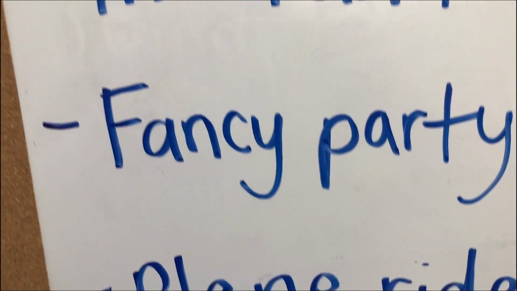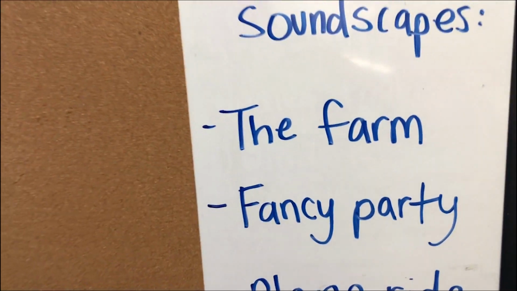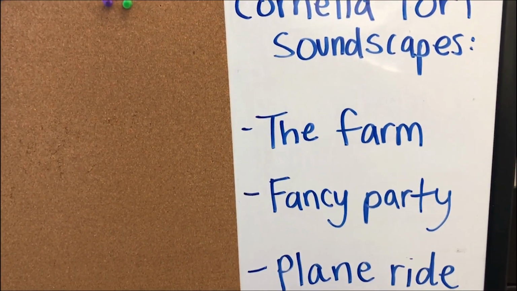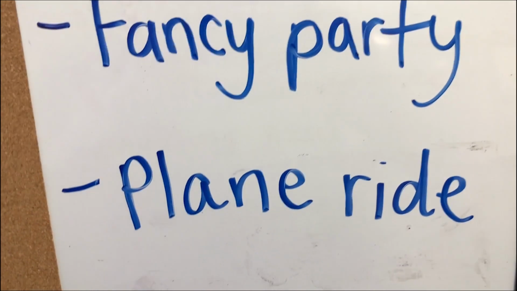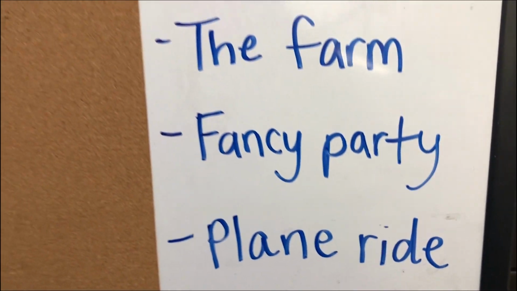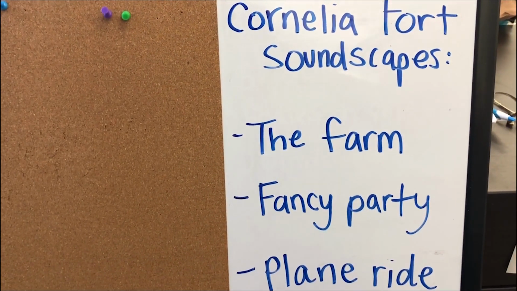Another cool soundscape you could pull from this story is you could imagine, what did it feel like the first time Cornelia ever flew a plane? What kind of noises did she hear? Was there the buzzing of the engine? Was her heart beating really fast? Was she excited or nervous? All right, so it's totally up to you. You could do farm, you could do a fancy party, you could do an airplane, or you might have your own crazy cool ideas from the story.